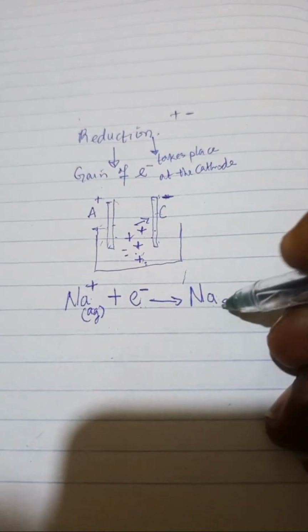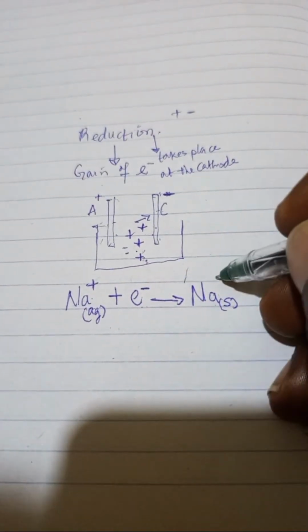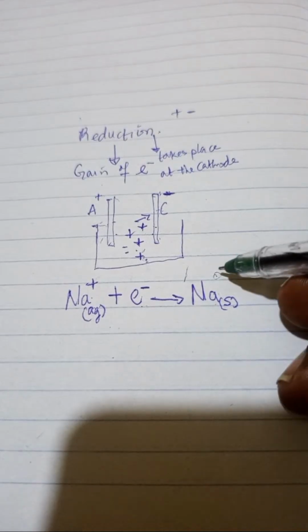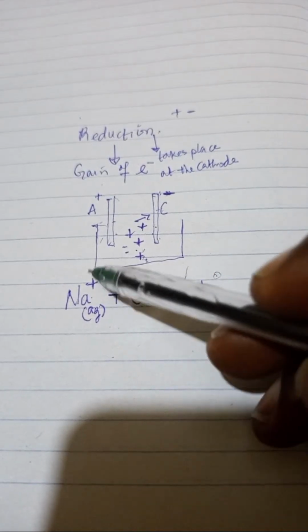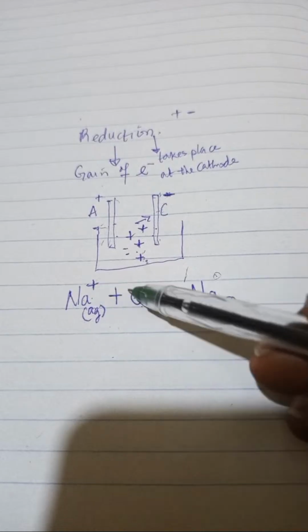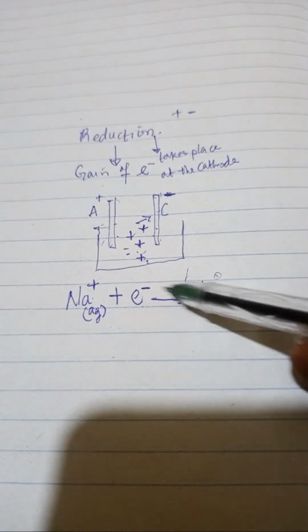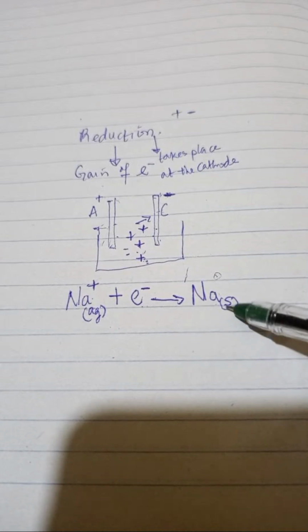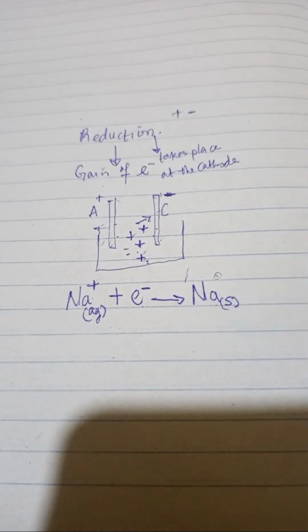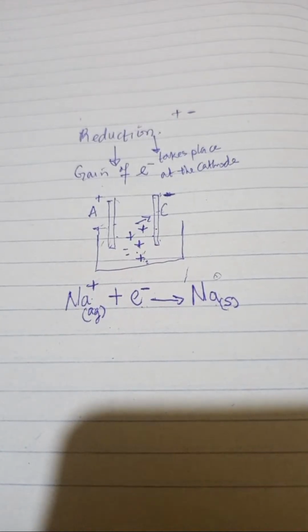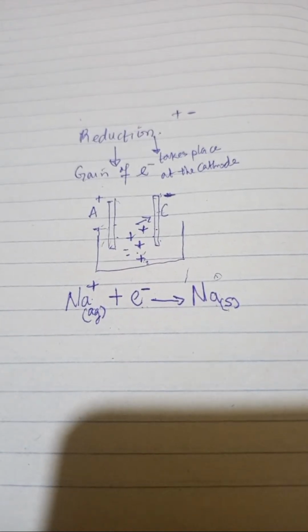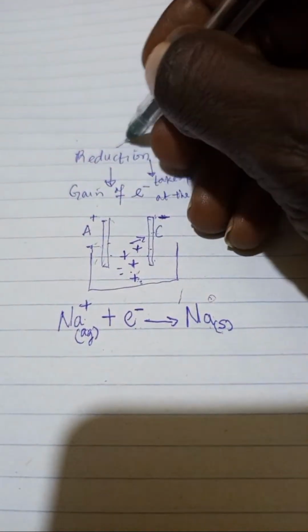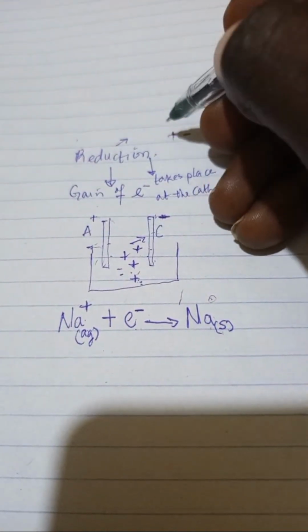We are going to write S at the bottom because it is solid. Everything here is now 0. The oxidation number here is 0. So you have plus 1, plus minus 1. That is 1 minus 1. This is 1 electron. It's going to give you Na, sorry, Na. This Na is the atomic form of sodium, normal sodium. That means sodium has been reduced.